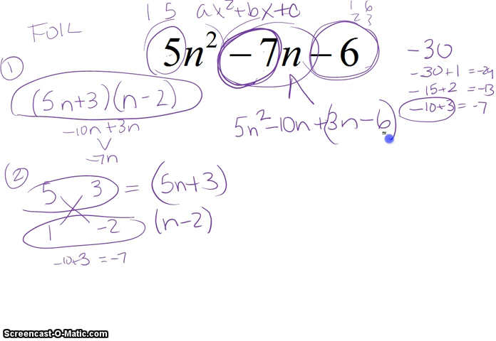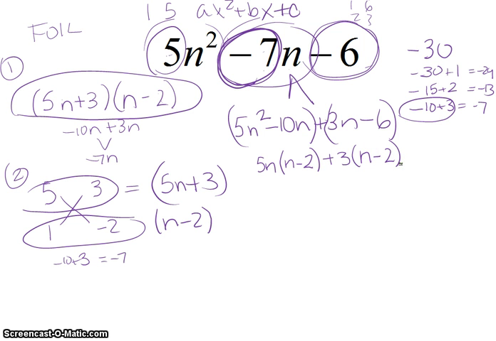And then in this method, what I do is I group the first two terms and group the last two terms, and I'm going to GCF factor them. So I'm going to look for the greatest common factor here, and I can see that that's 5n. So I'll pull my 5n out, and what's left is an n minus 2. And then I'm looking for a GCF here, which is 3. So I'm going to pull my 3 out, and I'm left with an n minus 2.